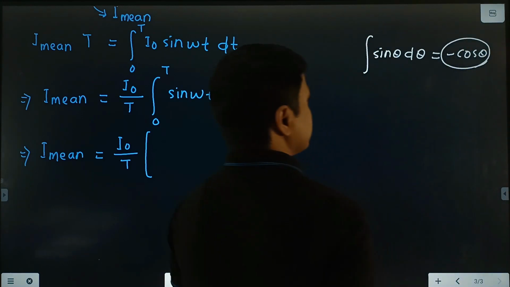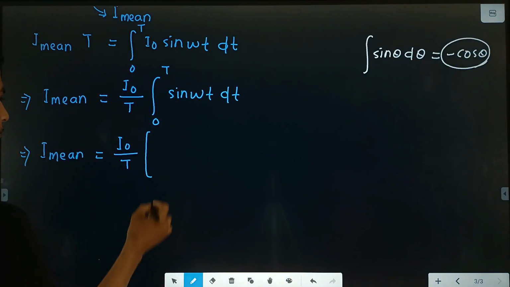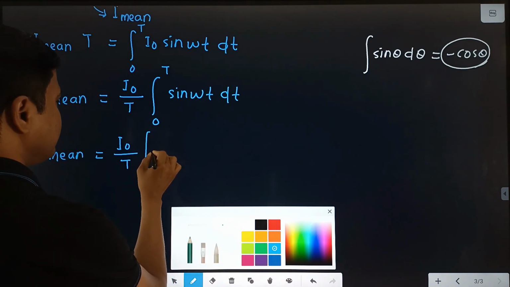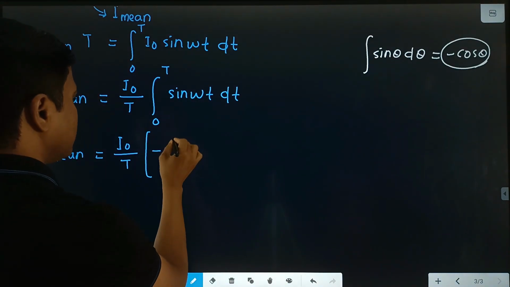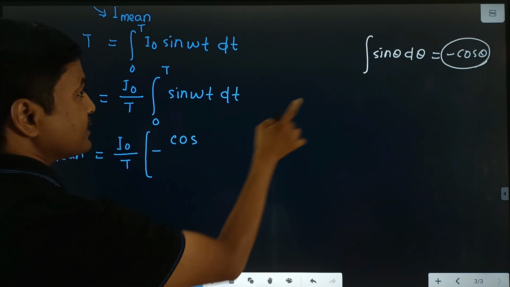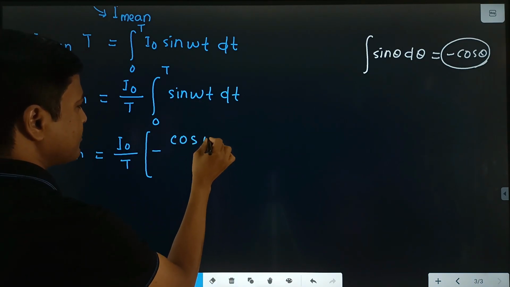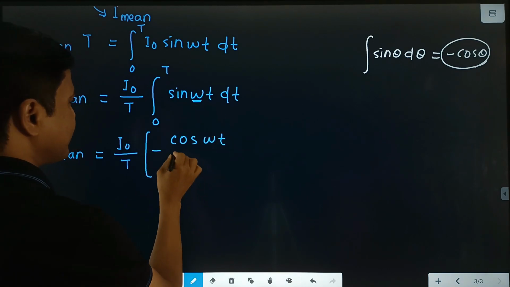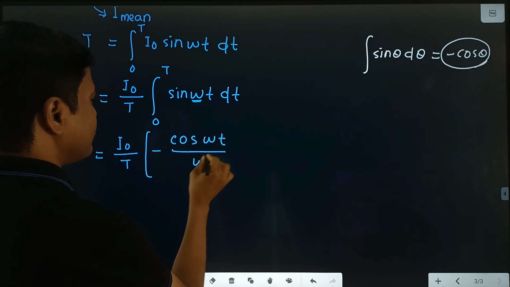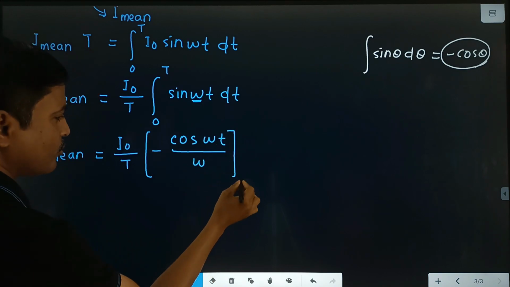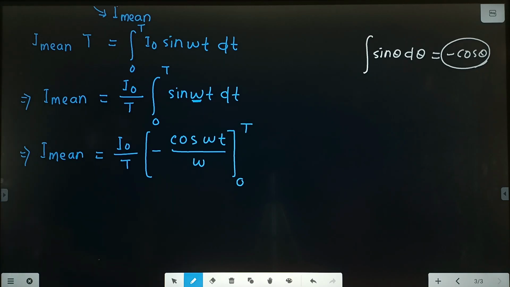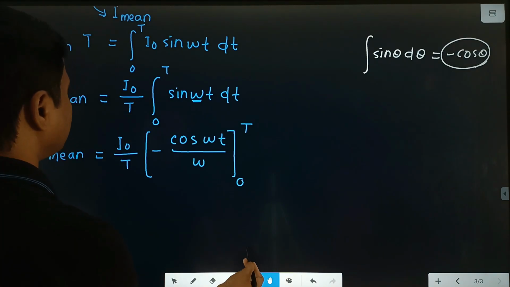We put this equation. Here also we write integration of sin omega t dt, that is minus of cos in place of theta. Here omega t is there, we write cos omega t, and here an extra term, omega is there, so we divide by omega, and lower limit is 0, upper limit is capital T. Clear?